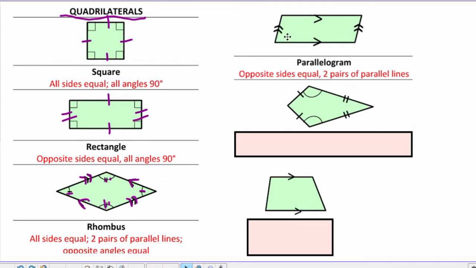So we can see that the parallelogram is similar to a rectangle, and the rhombus is similar to the square in terms of they've both got the same amount of sides, same length, all the sides the same length on a square, all the sides the same length on a rhombus.